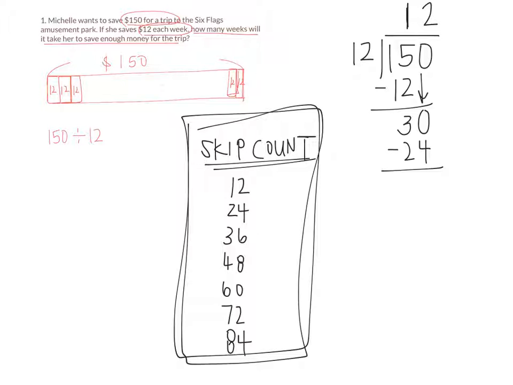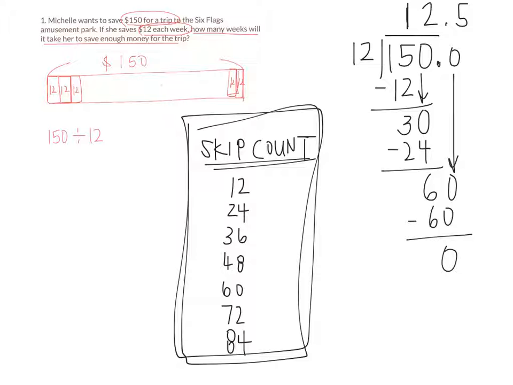And what do we have left? 6. So the 6 is in what place value? Ones, which means we can regroup it as 60 tenths. Do we have 60 somewhere in our skip counting? Yeah, it's in what row? 1, 2, 3, 4, 5. That means that 12 times 5 is 60. So what number should we put in the tenths column? 5. Okay, and then when we multiply it, we get 60 and a remainder of 0. That means that Michelle needs to work 12.5 weeks.